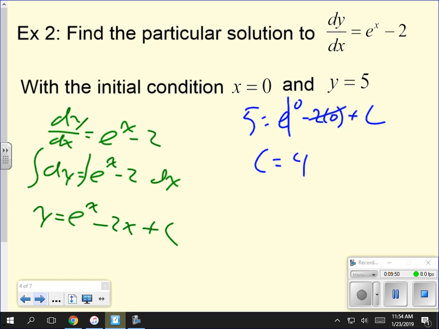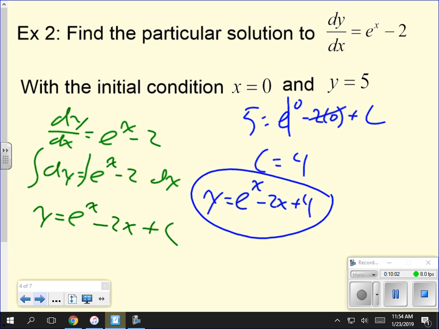So we go back and plug that into our original answer that we came up with. And our particular solution is y equals e to the x minus 2x plus 4. That is our particular solution. This is the solution to our problem. Okay, one that goes through a particular value we want. It's a particular equation that fits our situation completely.